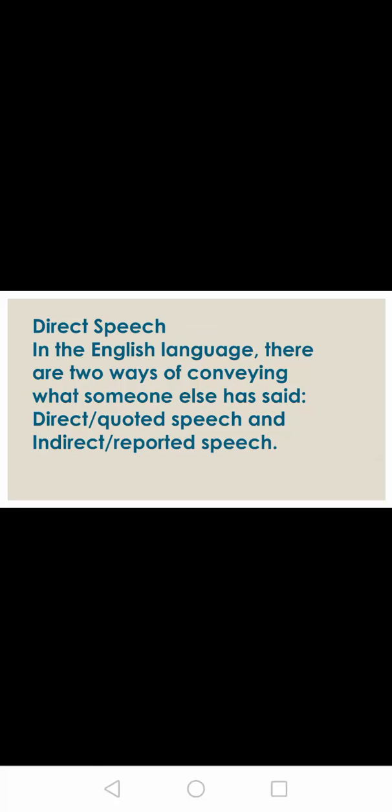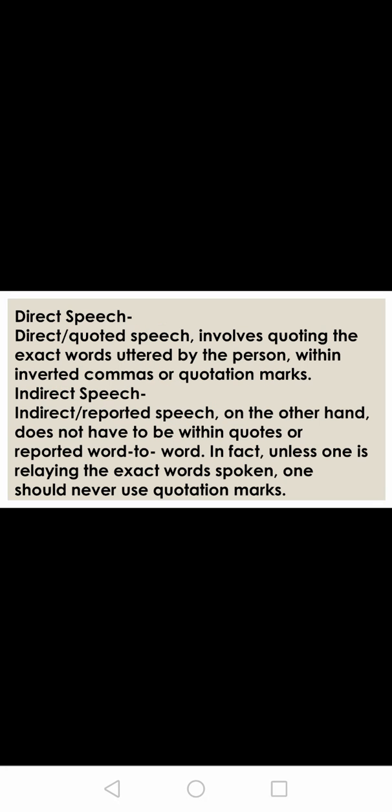In the English language, there are two ways of conveying what someone else has said: direct, quoted speech, and indirect, reported speech. Students, there are two ways of conveying the speech. Whatever someone has said, we will repeat the words and convey them in two ways: direct, also known as quoted speech, and indirect, also known as reported speech.